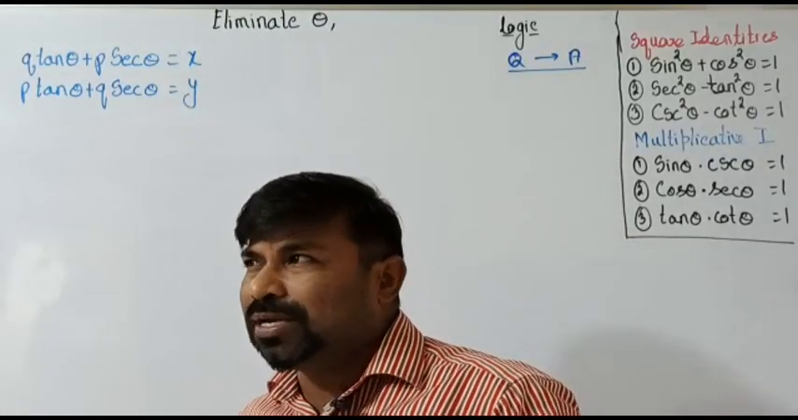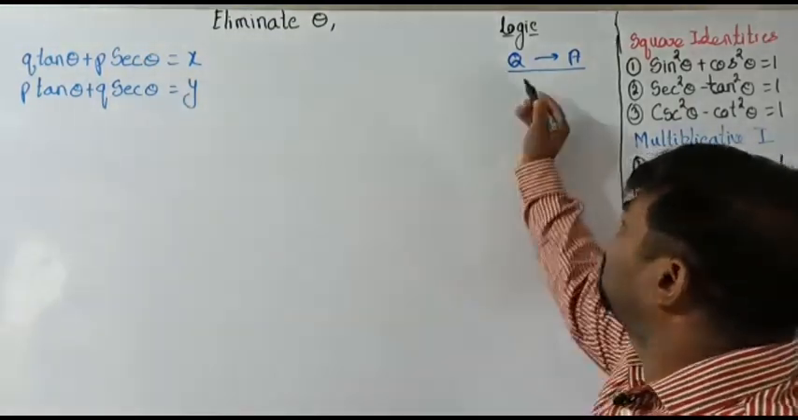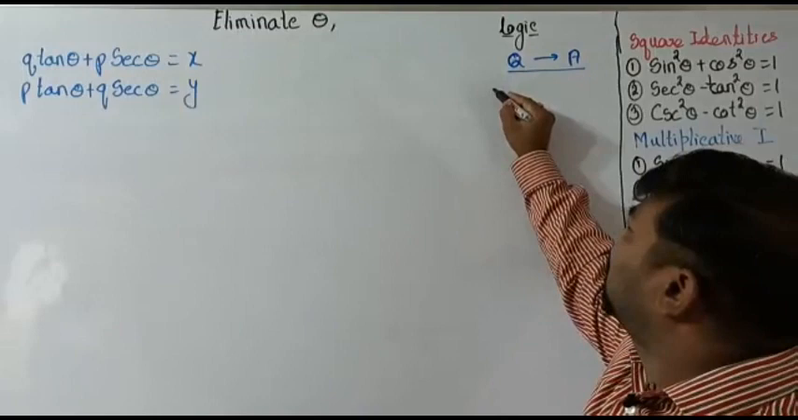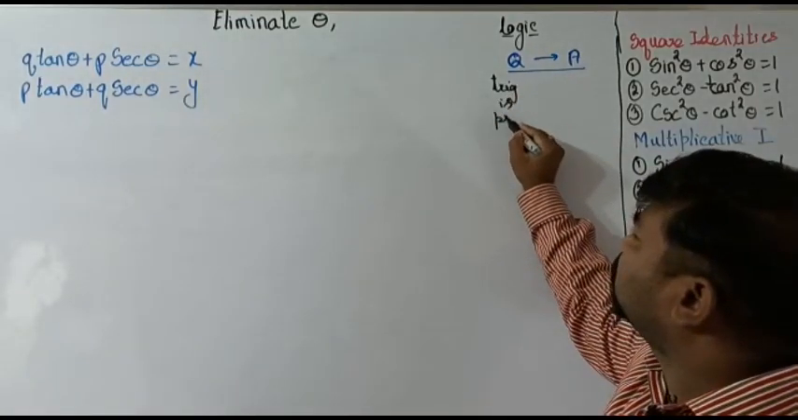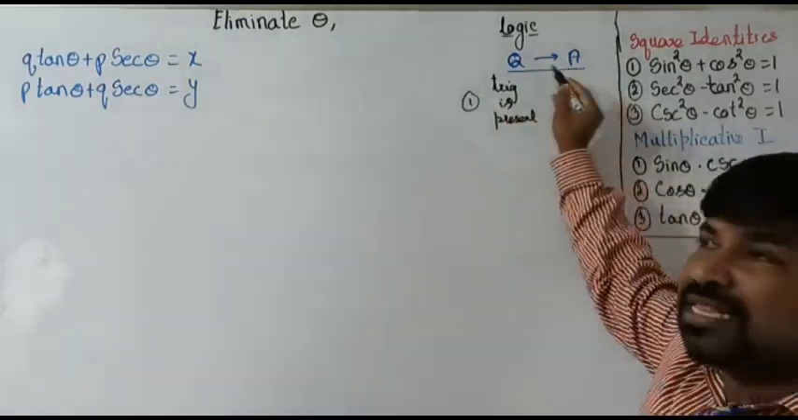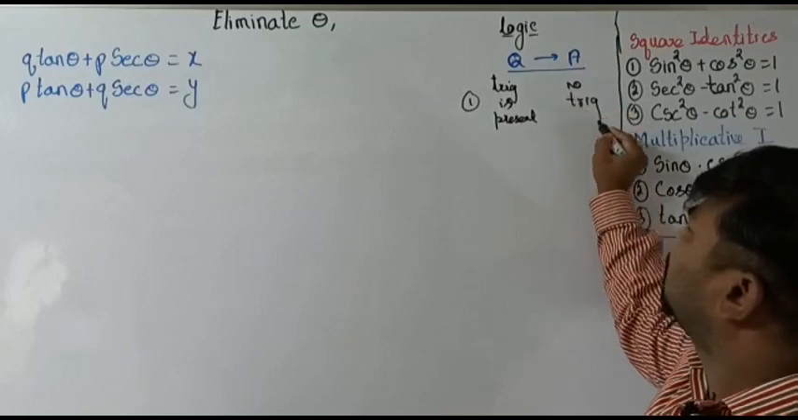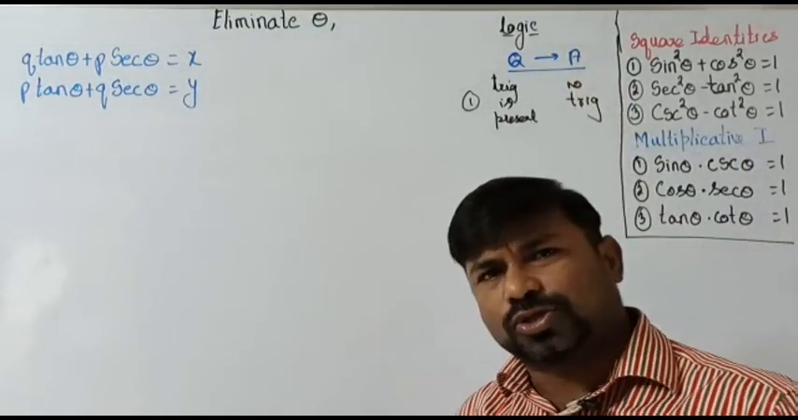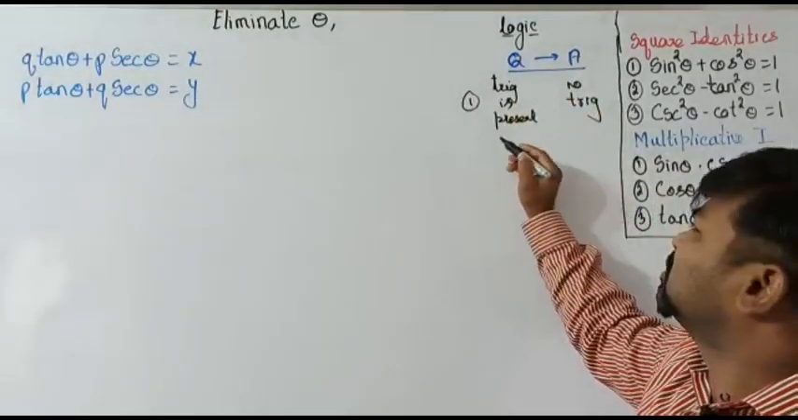Let me trace out the track for you. What is the given question? Trig is present in the question. In the answer, we don't want trig. That is the first logic. Point 1: there is trig in the question, and we don't want trig in the answer.